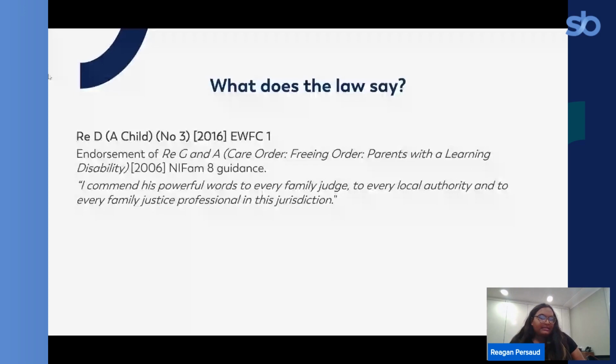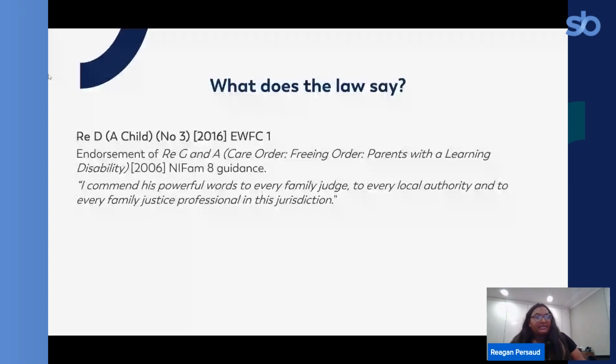In essence, Gillian J set out 8 paragraphs of principles that should be abided by, and they've stood the test of time to now. I would always encourage anyone representing parents or social workers working with families with learning difficulties, or even solicitors working within the authority and wondering how do we safeguard the authority from criticism, to read this case and to read the points that Gillian J made and Munby endorsed. I won't go through all of them with you. As I say, it's in the handout, but there are a few I want to highlight.